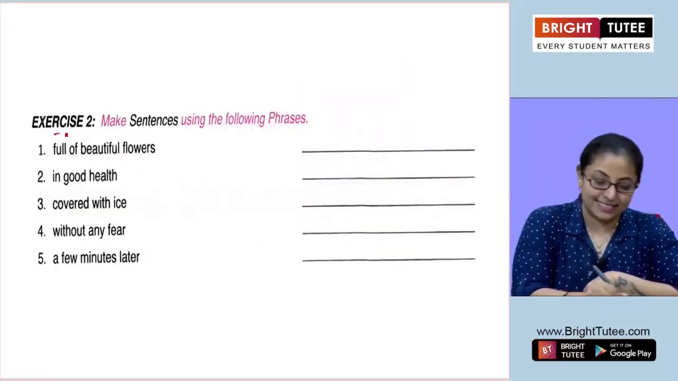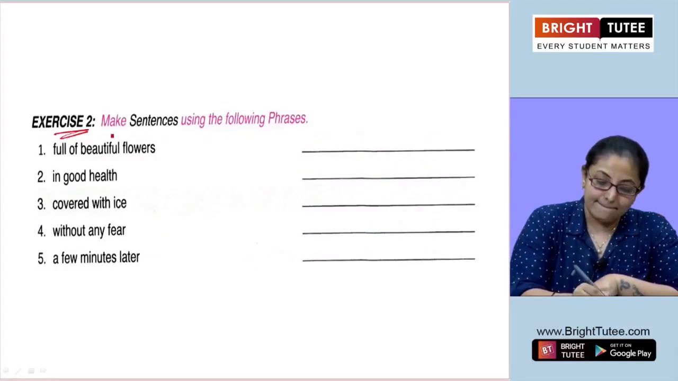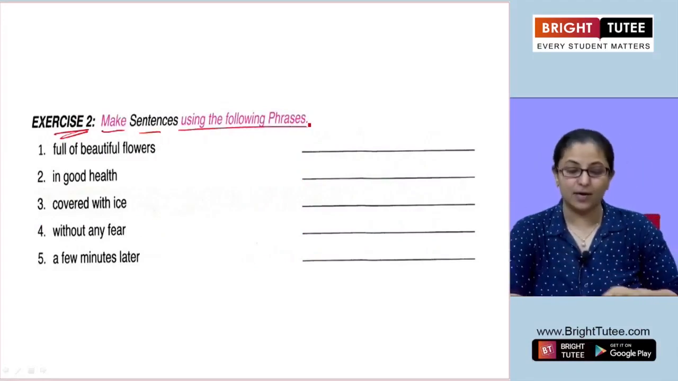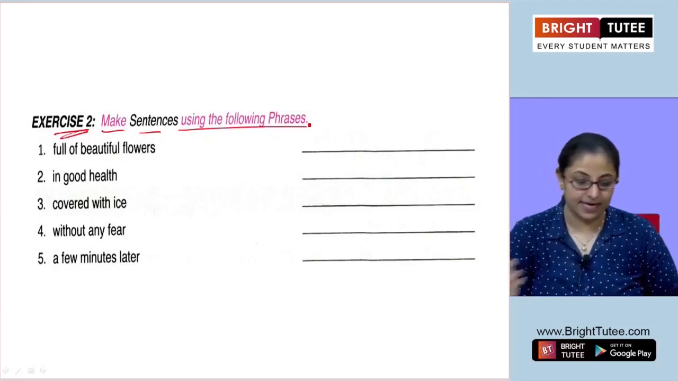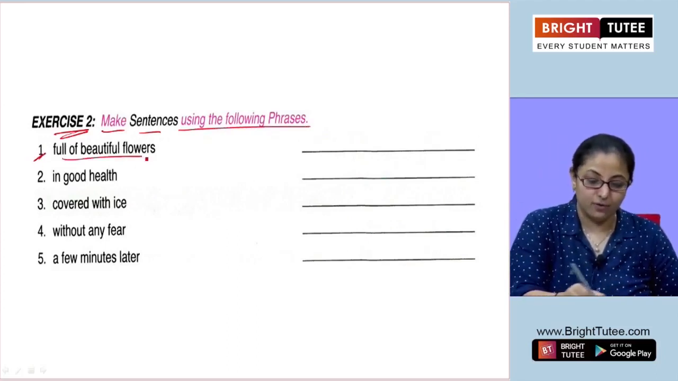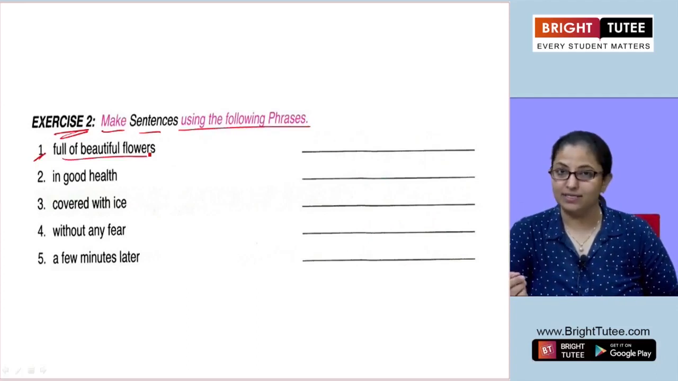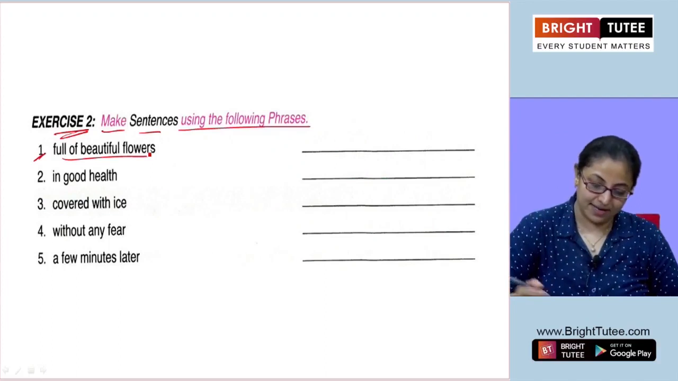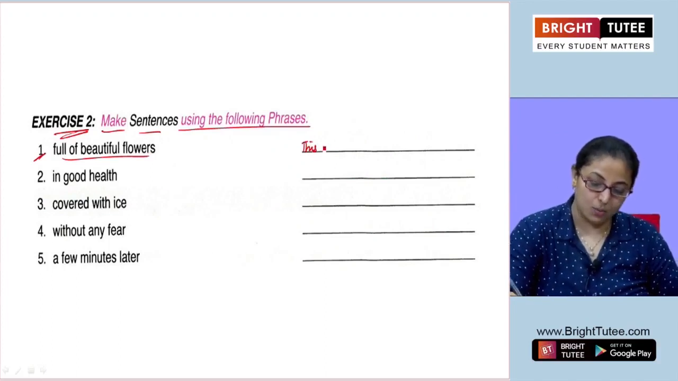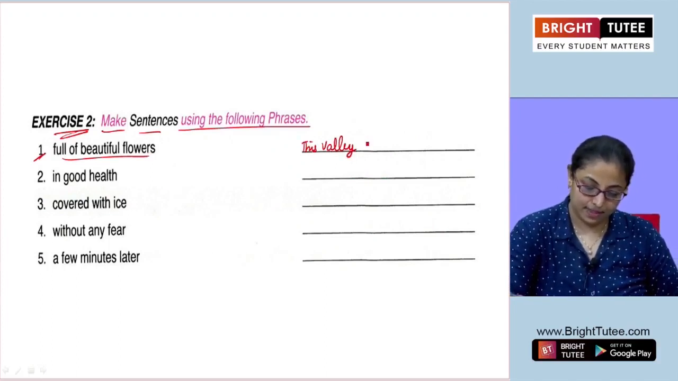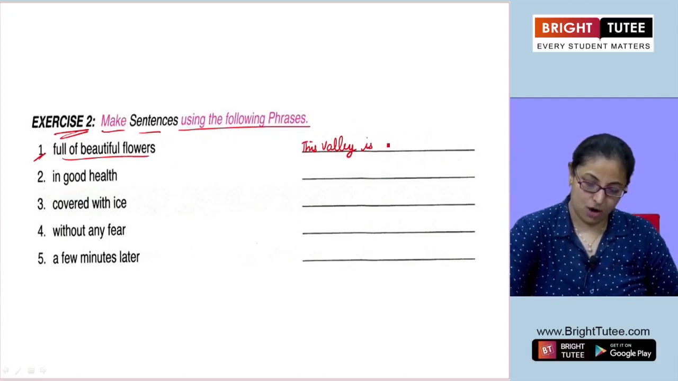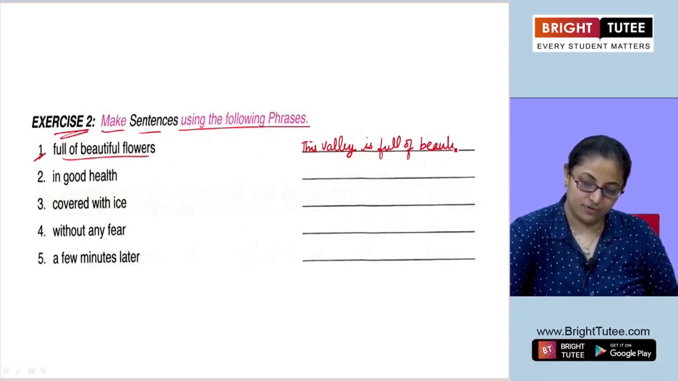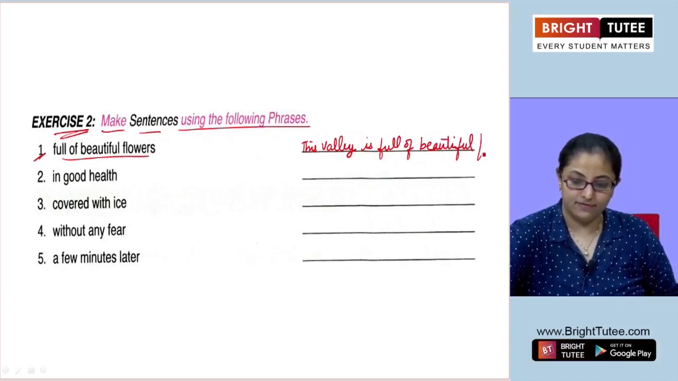Now coming to exercise number 2. Make sentences using the following phrases. The phrases are given, we have to make sentences, right? The first one is full of beautiful flowers. What sentence can we make? We can make this: the valley is full of beautiful flowers.